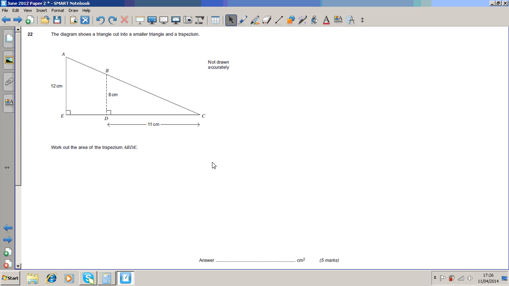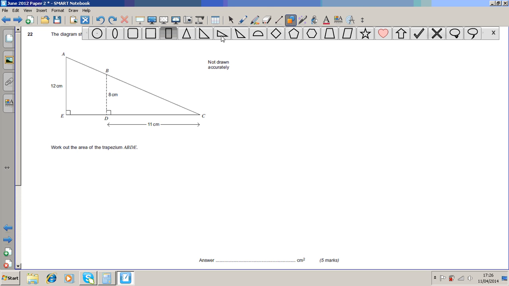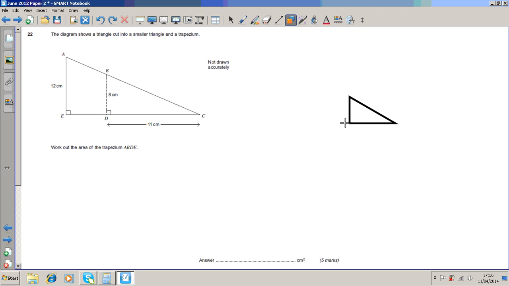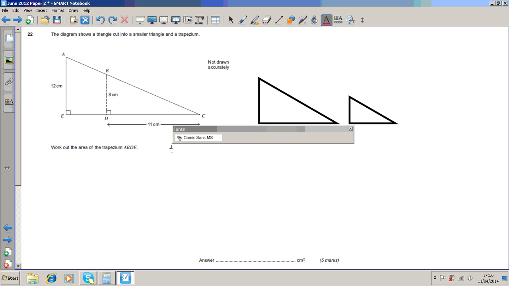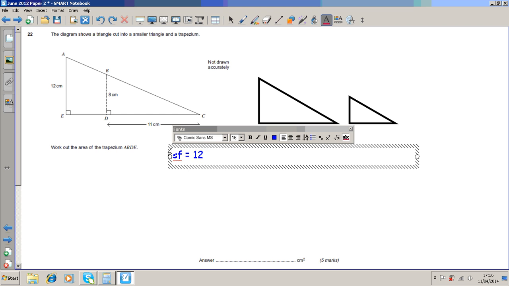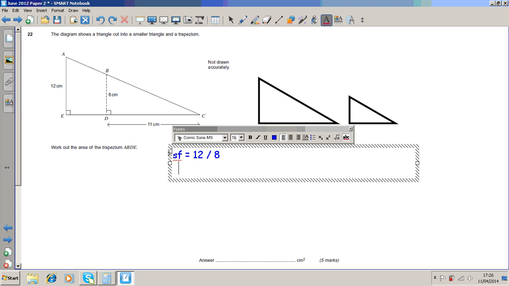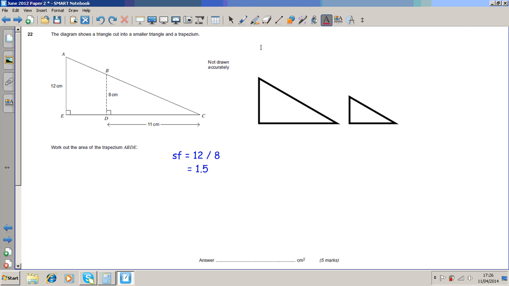Number 22. Work out the area of the trapezium ABDE. Okay, so essentially we've got ourselves 2 triangles, 1 and 2. And we need to find a way of timesing ourselves up from there. So the scale factor is going to be 12 divided by 8. So 12 divided by 8, I think is 1.5. So there's my scale factor, it's 1.5.